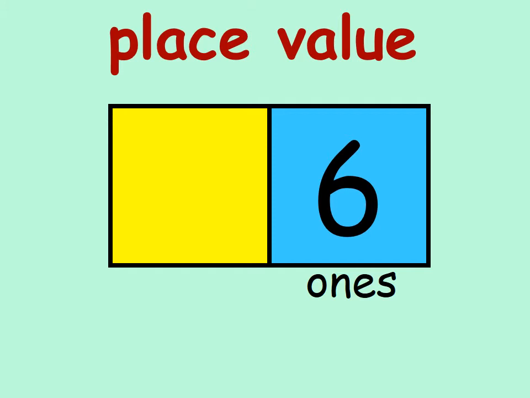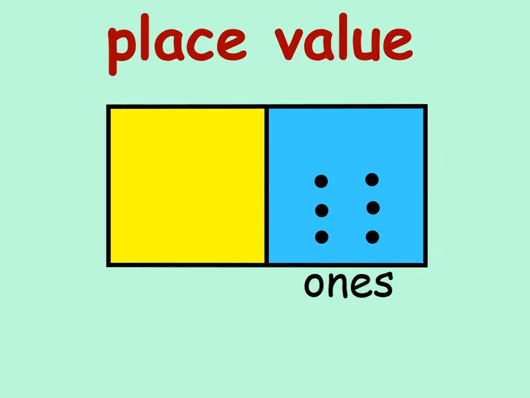But if I wanted to show the value, what would I put in the box? I could get rid of the 6, and what would I put in there? You got it, 6 dots. That's the same. I could draw the digit 6 or 6 dots. Okay, we're getting crowded in this box. Let's keep going.